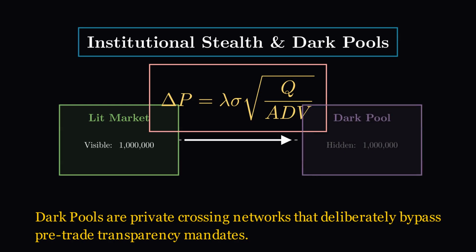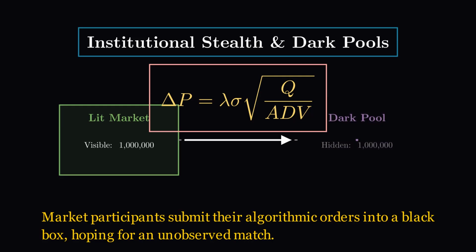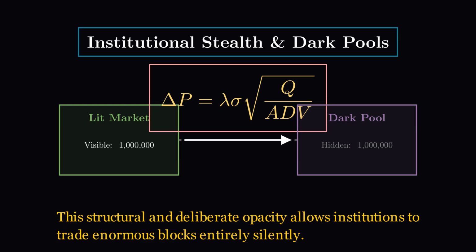Dark pools are private crossing networks that deliberately bypass pre-trade transparency mandates. There is absolutely no visible level 2 depth, no resting quotes, and no public order book broadcast. Market participants submit their algorithmic orders into a black box, hoping for an unobserved match. This structural and deliberate opacity allows institutions to trade enormous blocks entirely silently.